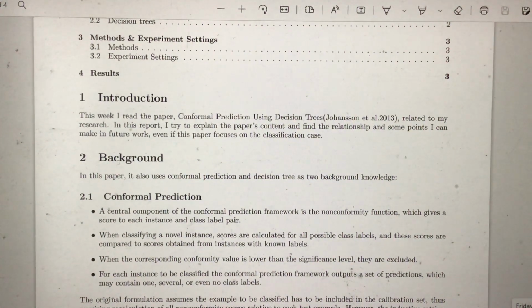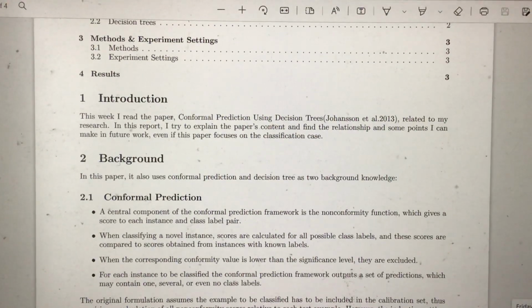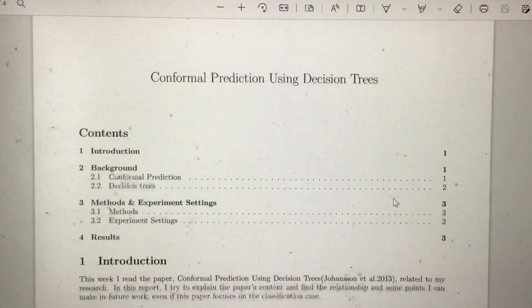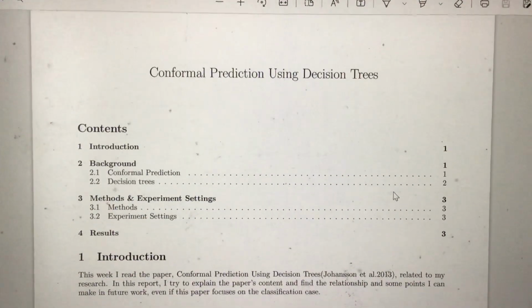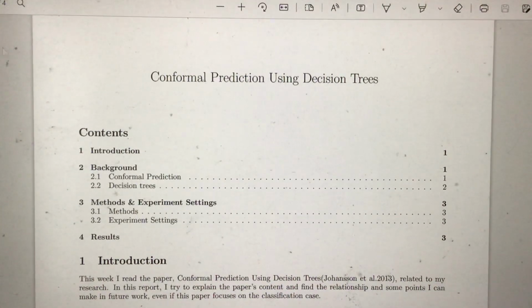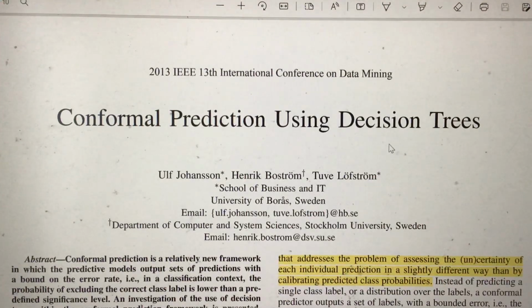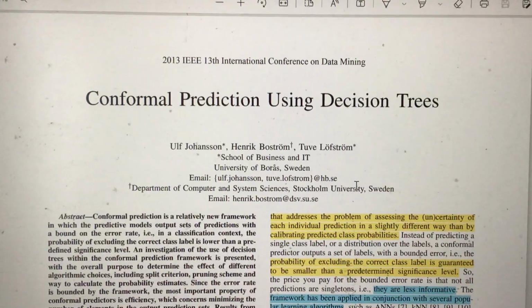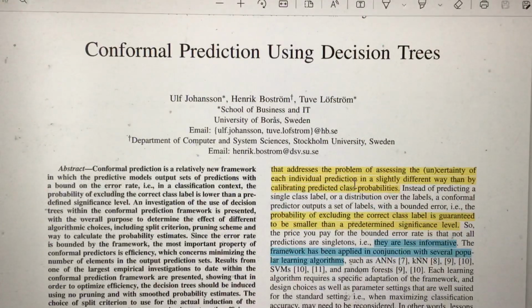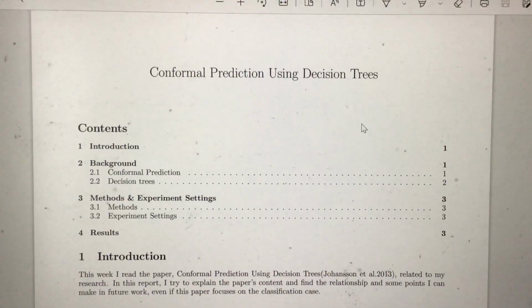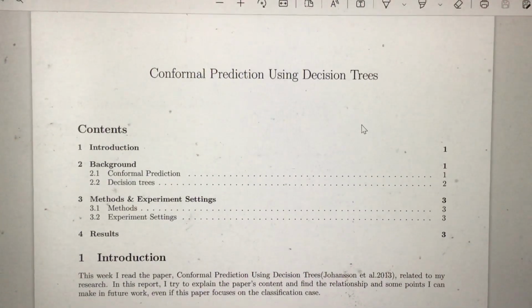Okay, so hello, I'm HYL, and today we'll talk about this paper, conformal prediction using decision trees. It comes from this paper. If you have interest, you can just read this paper. And today I will just talk about the content of this paper.